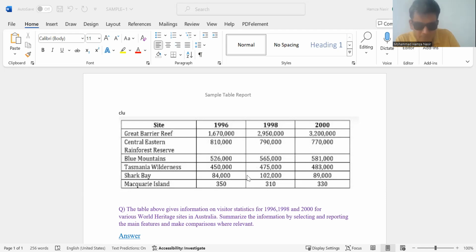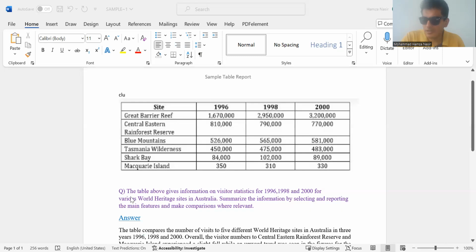So for example, we see that 565,000 visitors frequented Blue Mountains in 1998. There were 330 people paying a visit to Macquarie Island in 2000. The Central Eastern Rainforest Reserve had 810,000 tourists or visitors in 1996, right? And that's what you understand when you read the question statement over here.